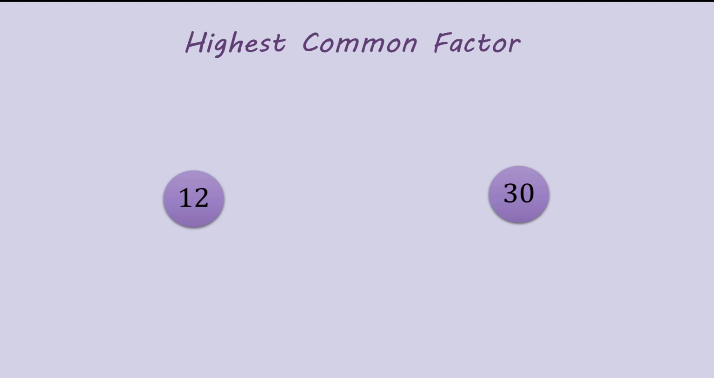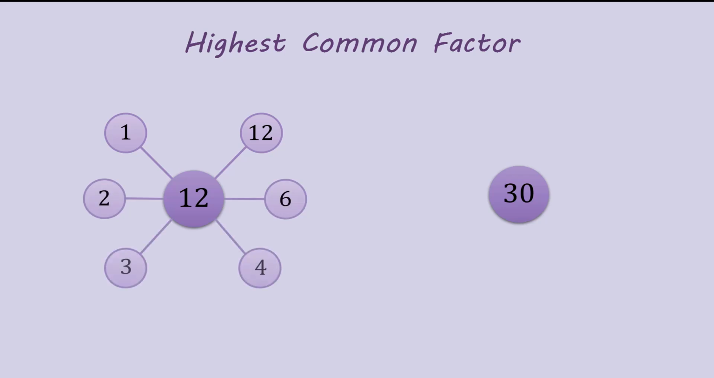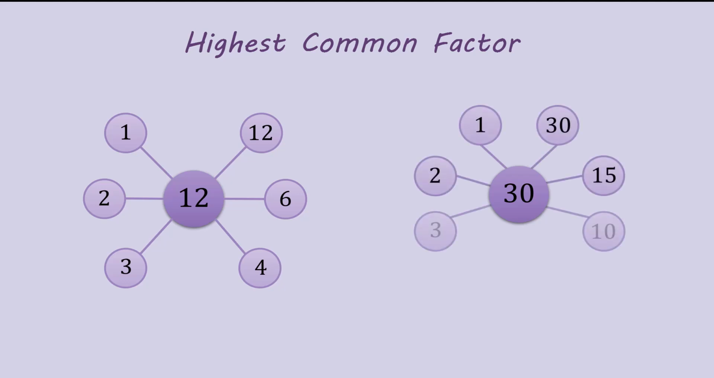Start by listing the factors of 12. Remember that factors come in pairs, so 1 and 12, 2 and 6, and 3 and 4. We can do the same for 30. This gives 1 and 30, 2 and 15, 3 and 10, and lastly 5 and 6.